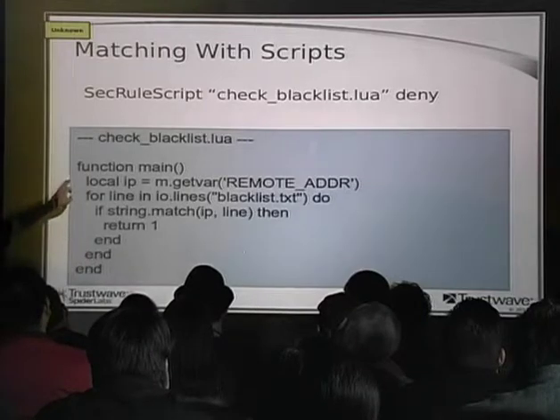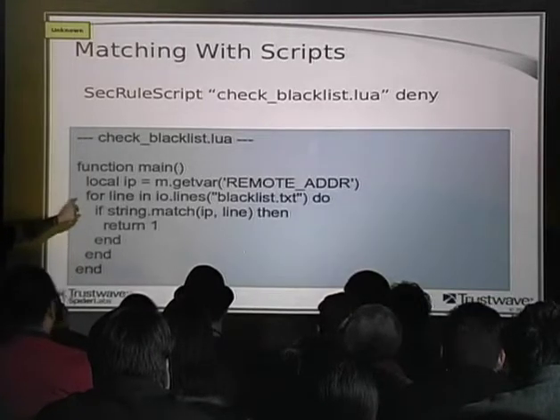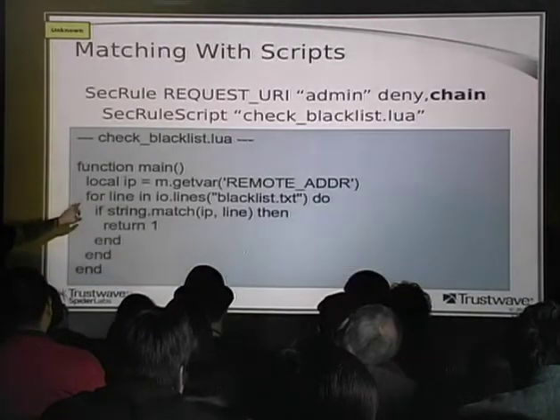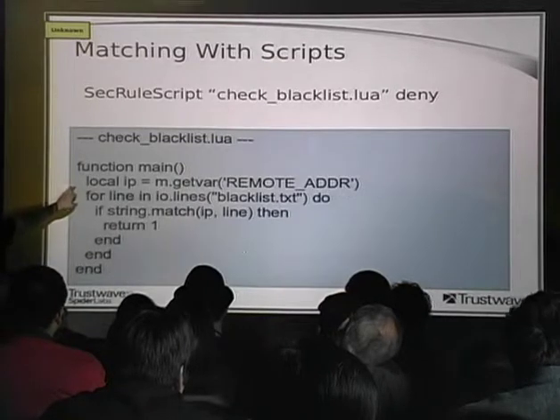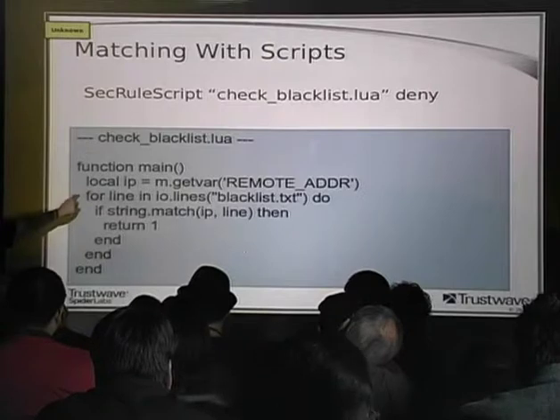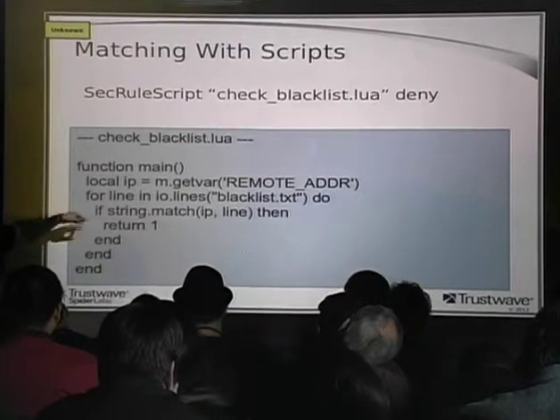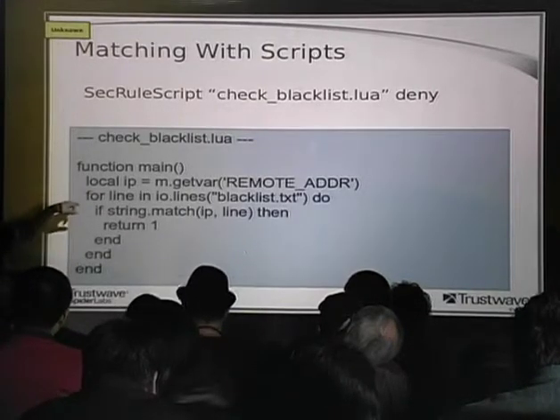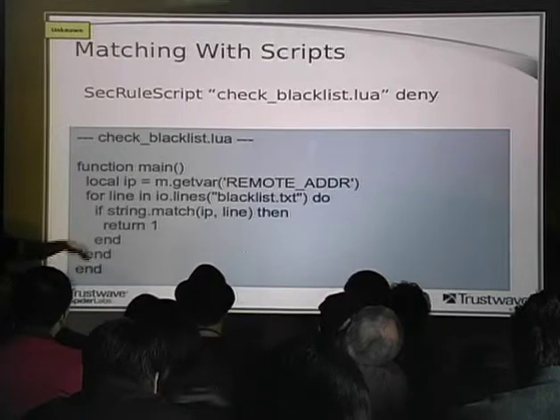Simple idea here. What we're going to be doing is the same local git var. And what we'll do is simply read through a file of blacklisted or malicious IP addresses. And if there's a match of the requesting IP address to this blacklist, we're going to block it. We're going to return one, which will mean to block.